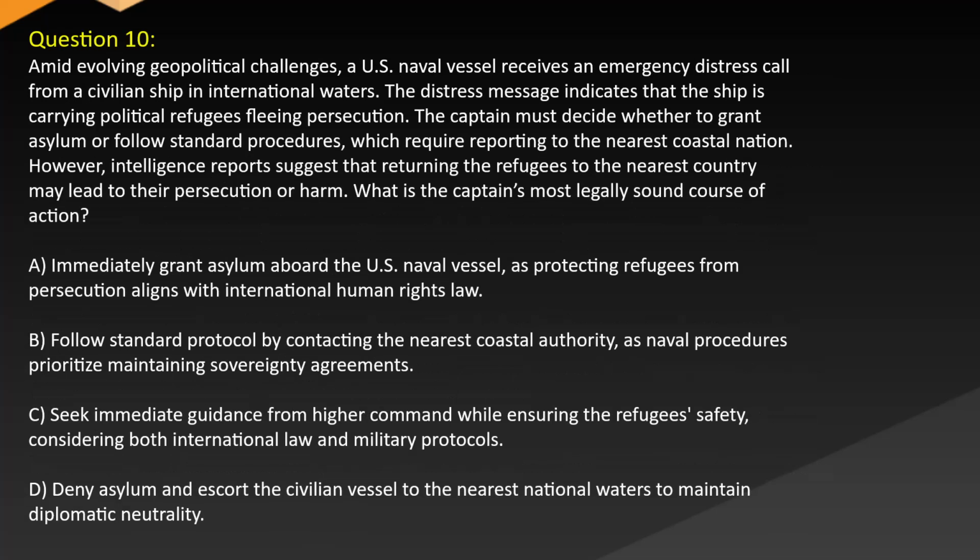Question 10. Amid evolving geopolitical challenges, a U.S. naval vessel receives an emergency distress call from a civilian ship in international waters. The distress message indicates that the ship is carrying political refugees fleeing persecution. The captain must decide whether to grant asylum or follow standard procedures, which require reporting to the nearest coastal nation. However, intelligence reports suggest that returning the refugees to the nearest country may lead to their persecution or harm.